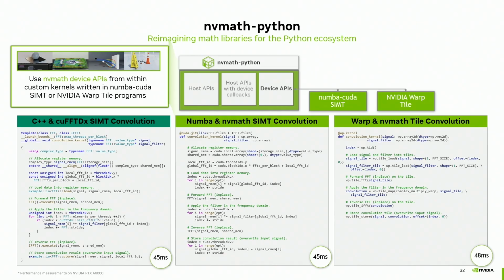You can use NVMath device APIs from within custom kernels written in Numba CUDA, or now even with NVIDIA Warp tile programs, which I'm going to be discussing in the next slide. NVMath Python is aimed at cooperating, not competing, so that we can empower the entire Python numerical ecosystem to access our core math operations so that you can focus on your goals in HPC and beyond.